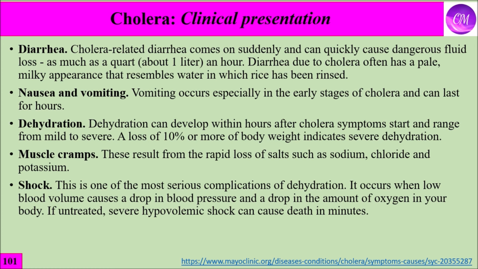Dehydration can develop within hours after cholera symptoms start and ranges from mild to severe. A loss of 10% or more of body weight indicates severe dehydration. Muscle cramps result from the rapid loss of salts such as sodium chloride and potassium. Shock is one of the most serious complications of dehydration. It occurs when low blood volume causes a drop in blood pressure and a drop in the amount of oxygen in the body. If untreated, severe hypovolemic shock can cause death in minutes.